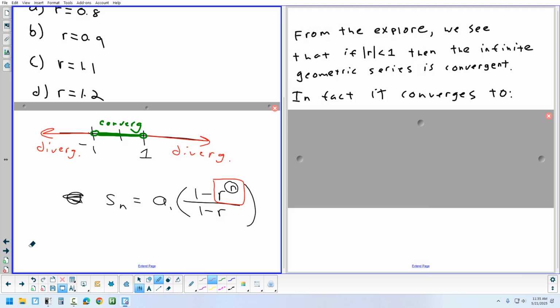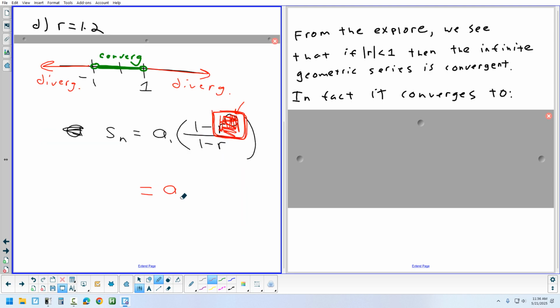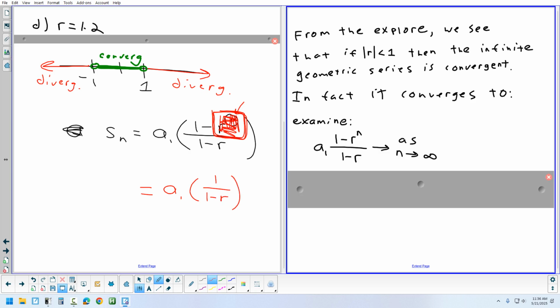What's happening to what's in this red box as n gets bigger and bigger? The value is obviously getting smaller as well. And what is the value in this box approaching? 0. It's approaching 0. So when n starts to get really, really big, we can ignore this, because what happens is it approaches 0. So all that we're left with now is a sub 1 times 1 over 1 minus r.